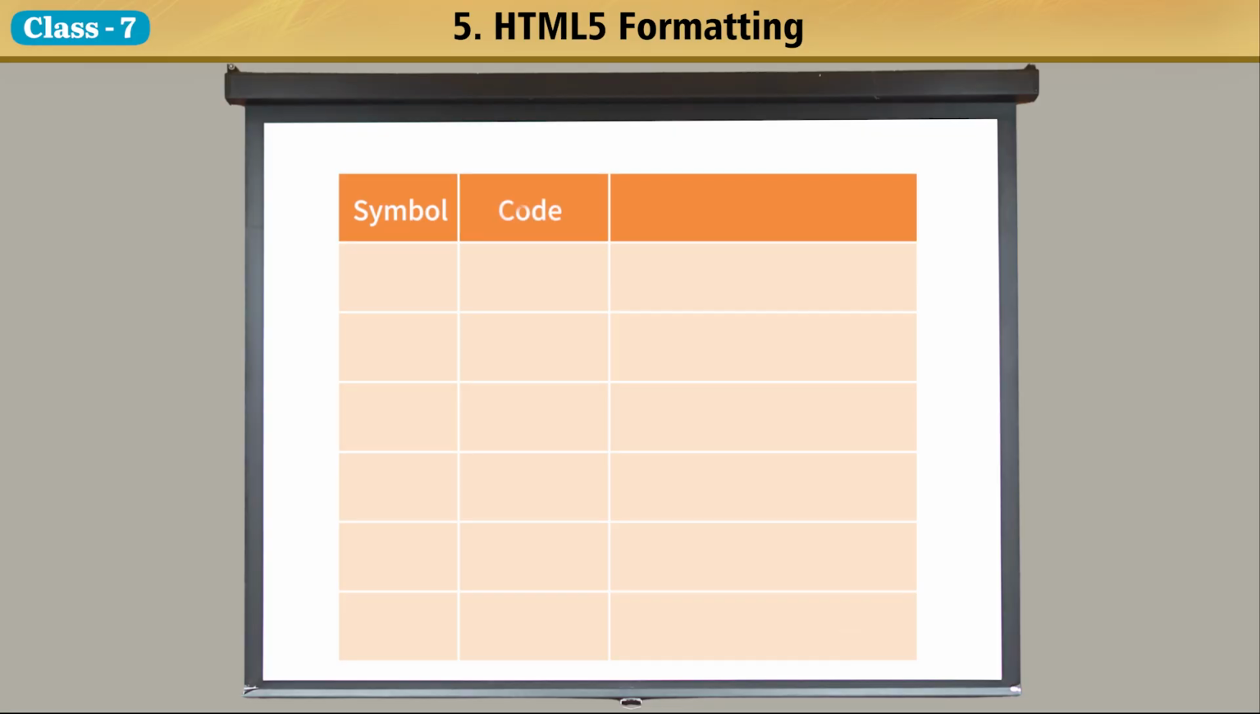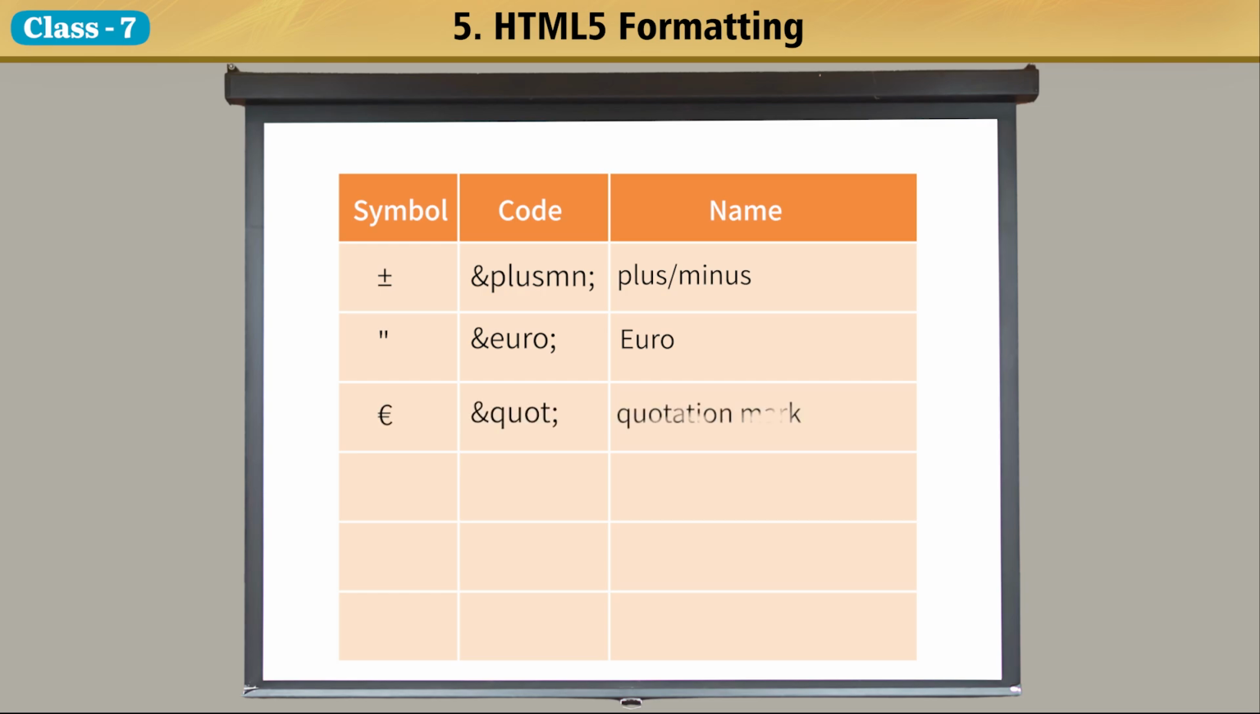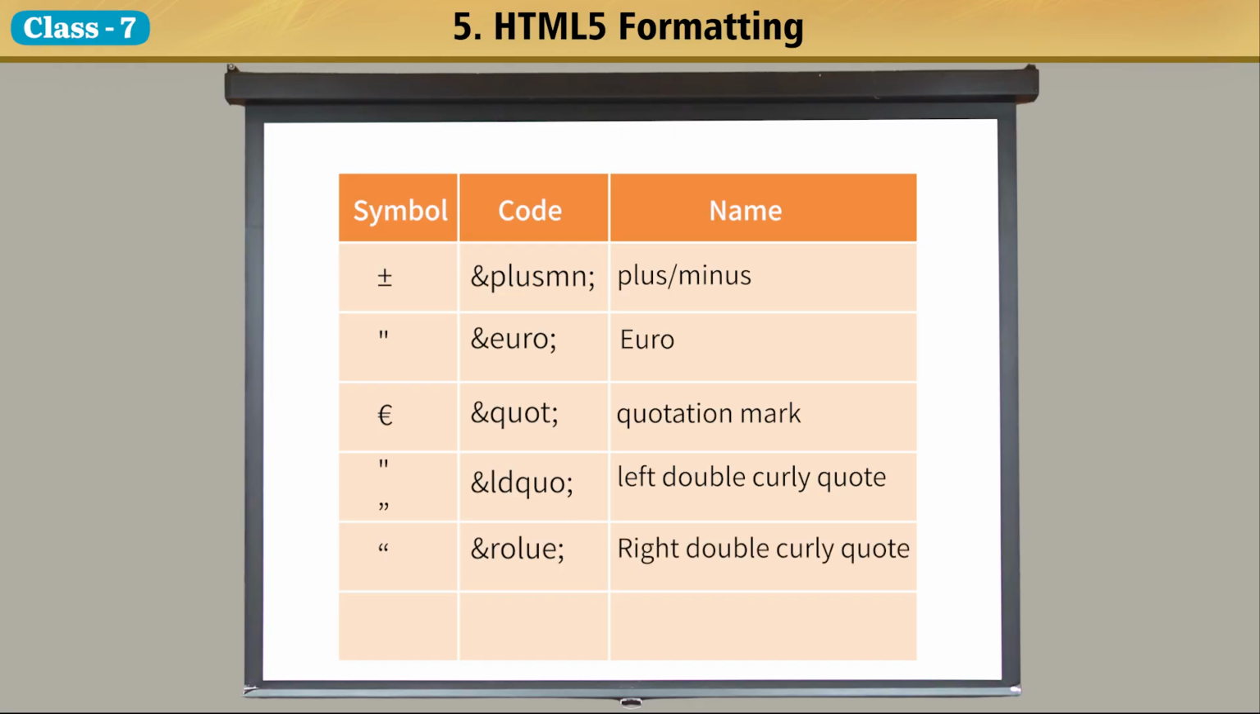Symbol, code, name. &plusmn; plus minus, &euro; euro, &quot; quotation mark, &ldquo; left double curly quote, &rdquo; right double curly quote, &reg; registered.